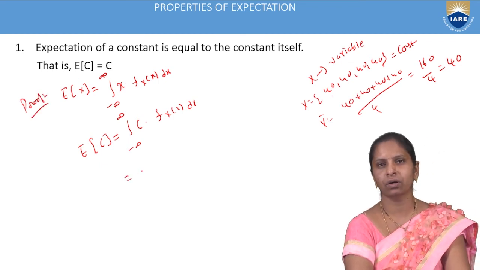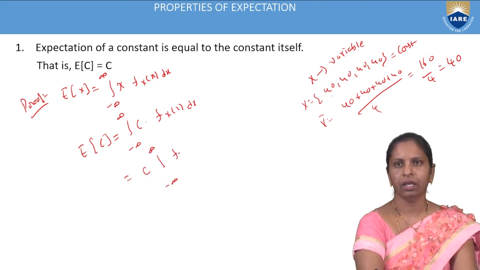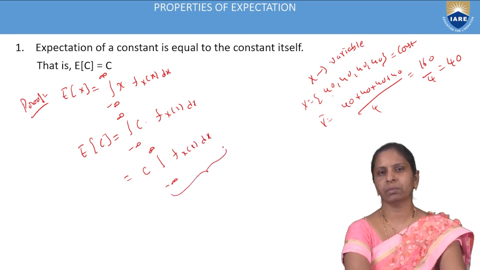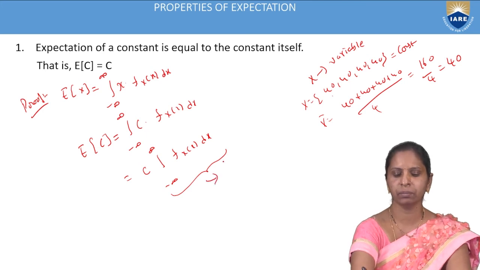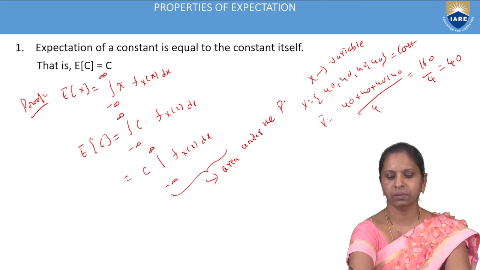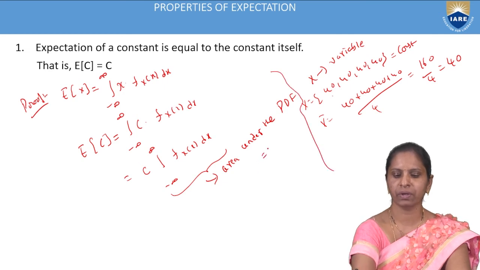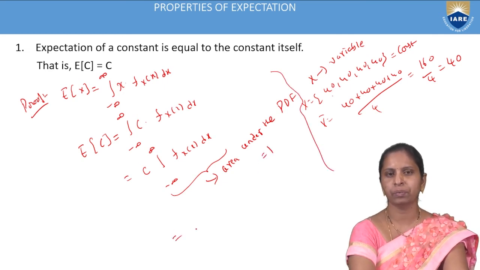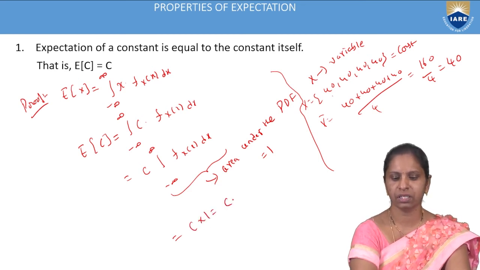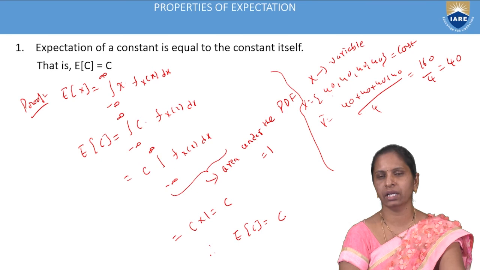Here c is a constant, so I can bring it outside. Integration from minus infinity to infinity of fx of x into dx. Now what do you call this? Integration from minus infinity to infinity of fx of x dx is nothing but the area under the density function fx of x. What is the area under the density function? It is equal to 1, from the properties of the density function, which we have already finished. So it is c into 1, which is nothing but c. Therefore, the expectation of a constant is equal to the constant itself.